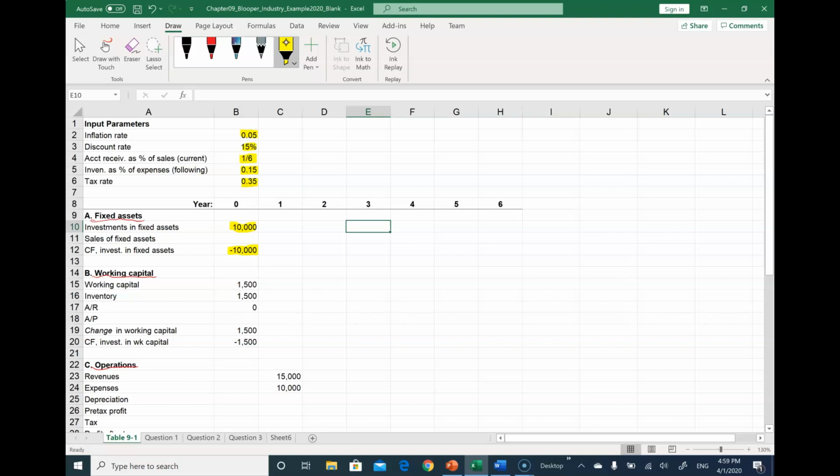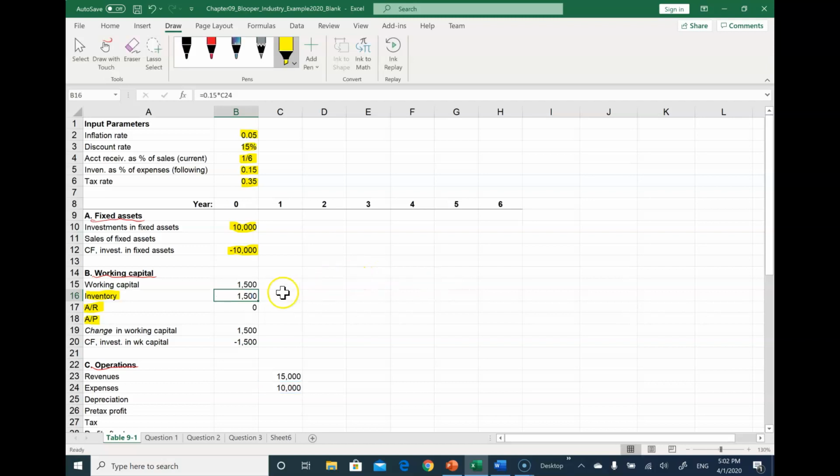So current asset is made of inventory and account receivable, and current liability is account payable. So when you look at the working capital, it is the sum of inventory and account receivable minus the accounts payable, right? And inventory, according to the question, is 15% of the expense of the following year. And we know that the expense in the first year is $10 million. So it's 15% of $10 million, which is $1.5 million.